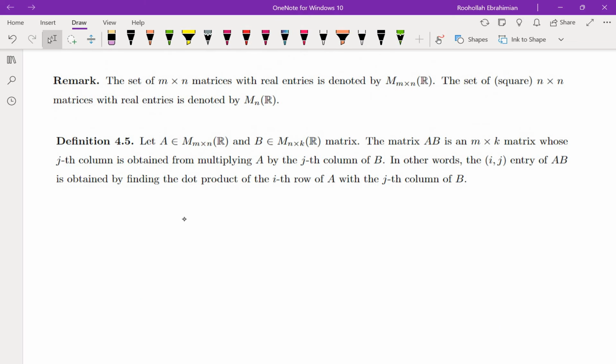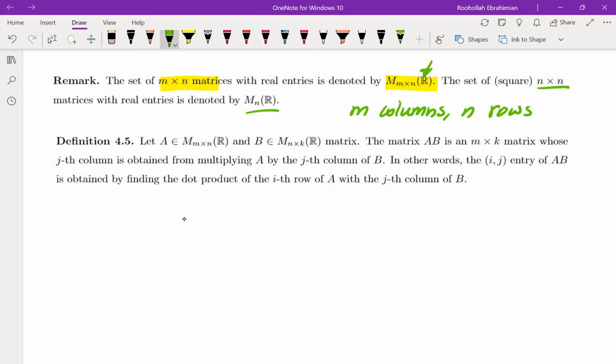We'll do that, and then we'll see some properties of matrix multiplication. Before that, I'm going to define a notation for matrices. The m by n matrices are denoted by M sub m cross n of R. So this is the set of matrices of size m by n, which means those matrices that have m columns and n rows, and the entries are real. So R indicates that the entries are real numbers. If we are looking at square matrices, then we just keep one of the indices. So we just write M sub n of R, and that would be all n by n matrices.